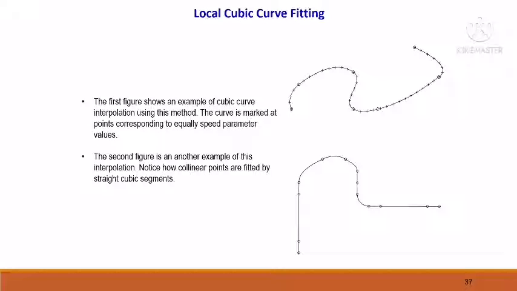These are some examples of local cubic curve fitting. The first figure is designed using the previously described method, and the curve is marked at points corresponding to equal speed parameter values. The second figure is another example of this interpolation, and we can notice how the collinear points are fitted by straight cubic segments.